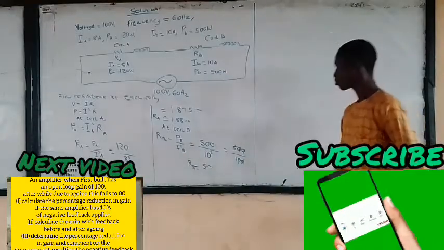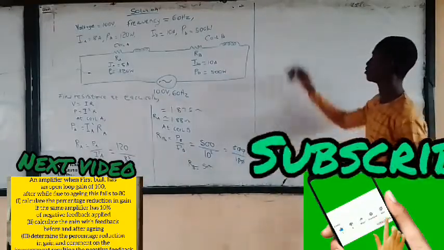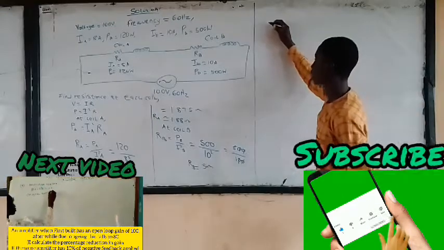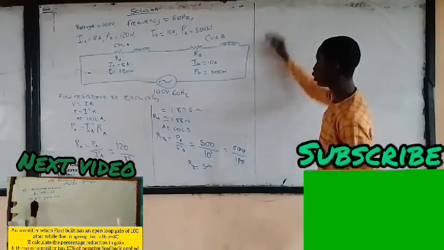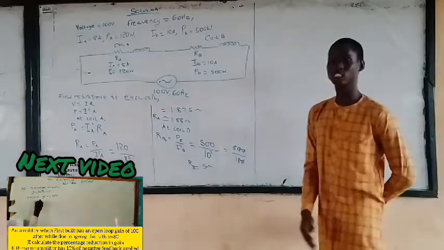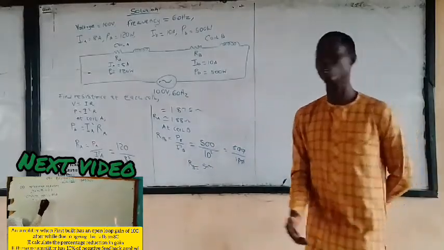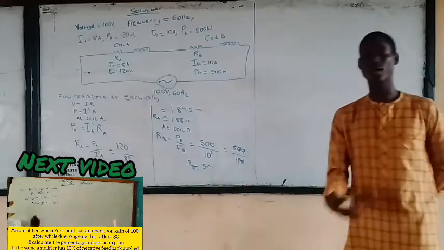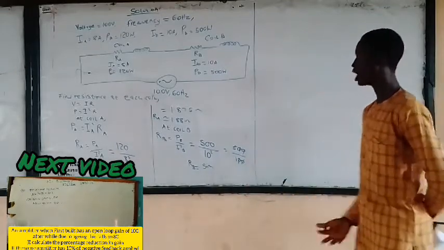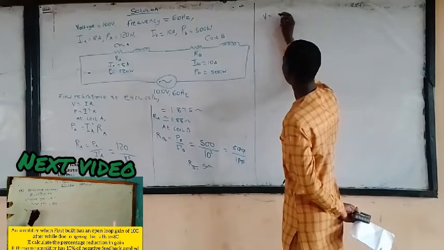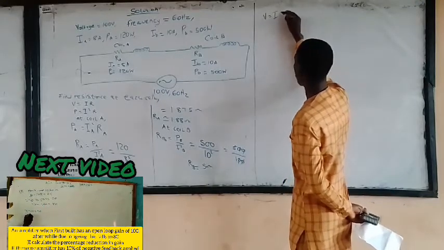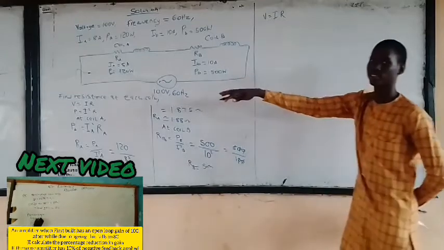Okay. Now, we're looking for what? What should we look for? The next thing we should be looking at is our what? Impedance. We're looking for our current so as to get our impedance. Okay. Now, what do we get? Let's see. V is equal to I R.